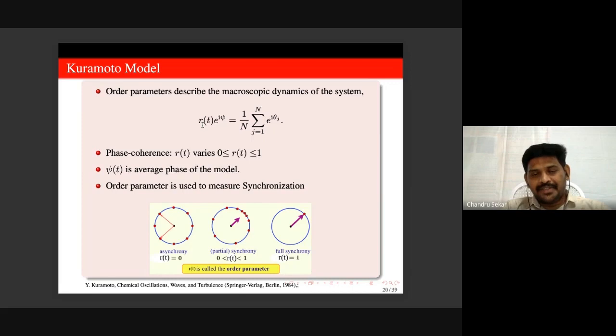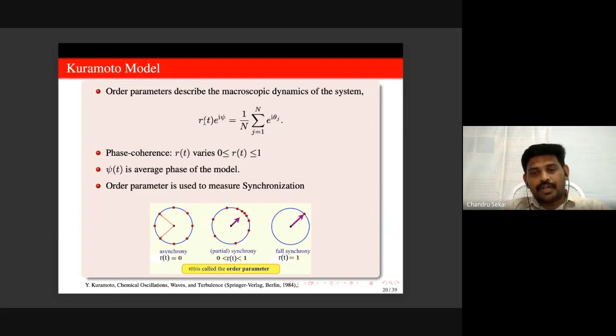If R is 0, it represents the desynchronized or incoherent nature of the system, since in this state, all the oscillators oscillate or rotate with nearly their natural frequency with random phases. So due to that, we have R equal to 0.